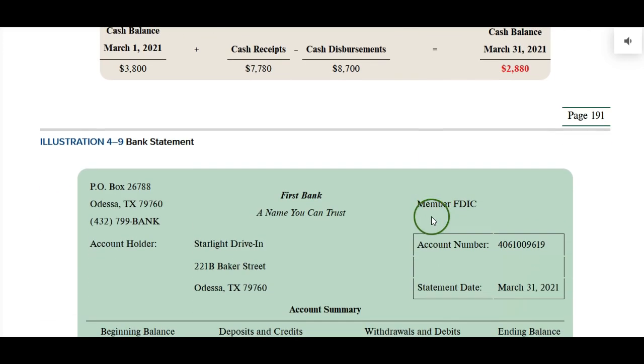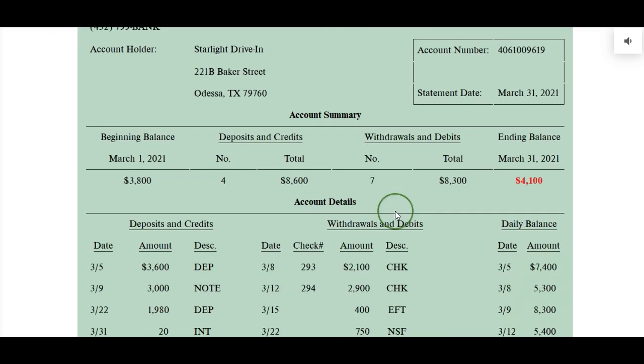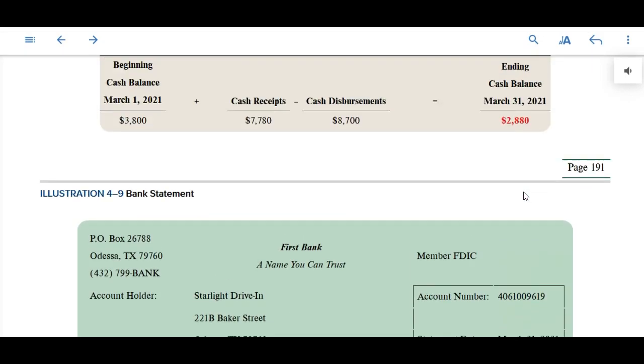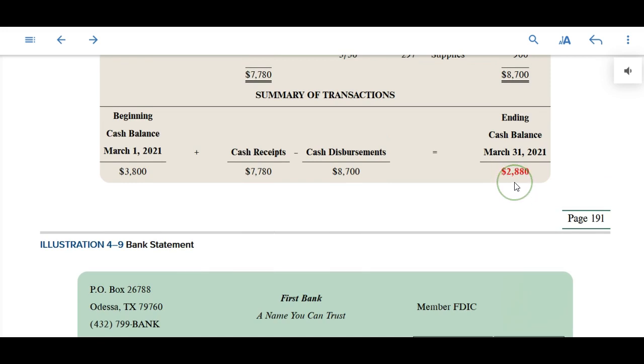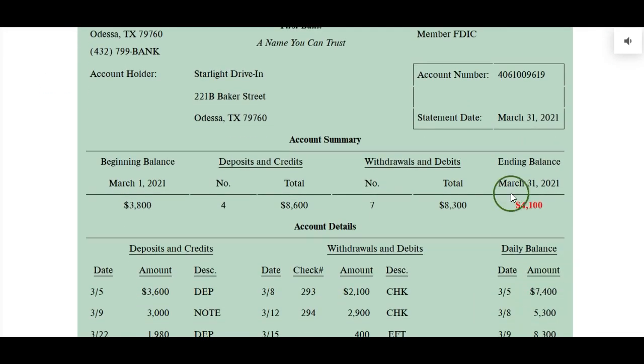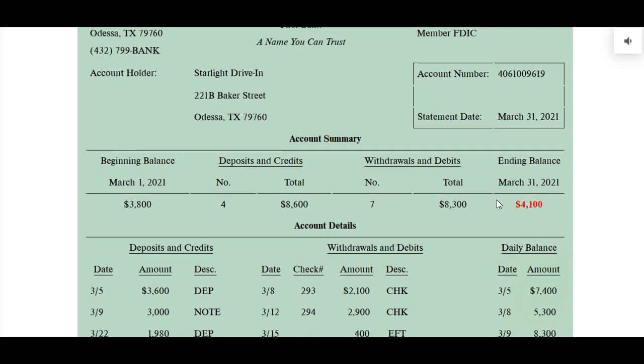Now we receive the bank statement at the end of the month. Let's take a look at this. First thing we notice is the bank says we have $4,100 in the bank account. Well, we only have $2,880 recorded on our books. The bank says we have $4,100. We have to find out what the differences are, and in a lot of situations, make entries for those differences. We have to make sure those reconcile.